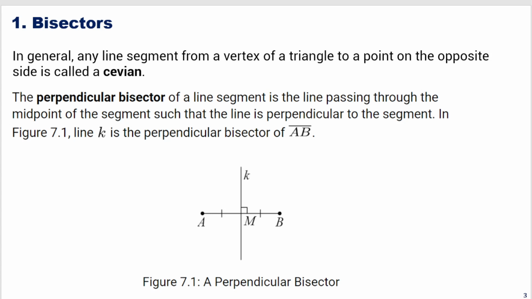For example, in this figure, line K is called the perpendicular bisector of segment AB because first, it is perpendicular to the segment AB, right? And second, this line bisects segment AB because we have AM equals MB. If it's perpendicular to a given segment and it also bisects that segment, then that line is called the perpendicular bisector of the given segment. Pretty straightforward concept, right? You get it?